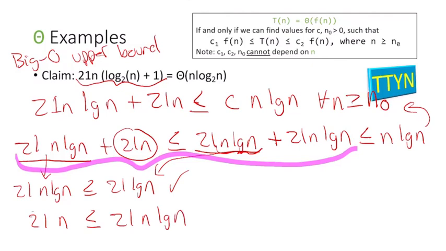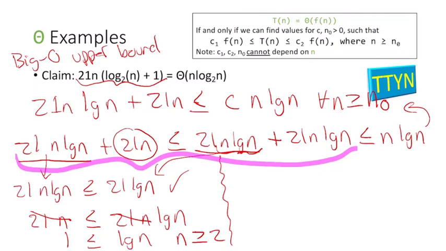So we'll divide 21n out of both sides, which means we need to show that 1 is less than or equal to log n. Well, that's only true for values of n greater than or equal to 2. Log of 1 is 0, log of 1.5 is somewhere between 0 and 1, log base 2 of 2 is 1. So we need our value of n to be greater than or equal to 2. Alright, so that part's done. We've got a value that we think we can use for n naught.